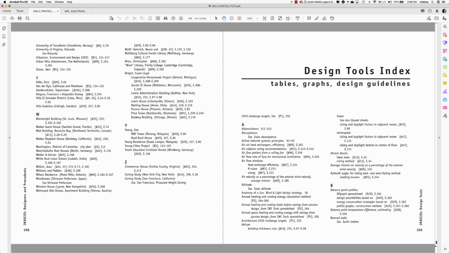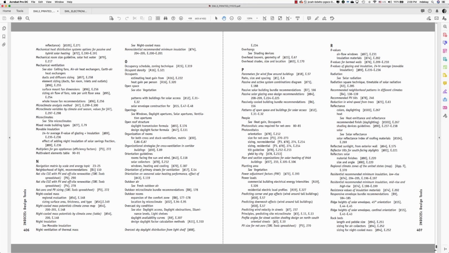And then finally, the design tools index, tables, graphs, etc. I want to find the balance point. I want to find something about ideal sizes for atrium blocks. So for instance, I want to know about R values. I've got R values for airflow windows, R values for berm walls, R values for glazing and insulation, etc.